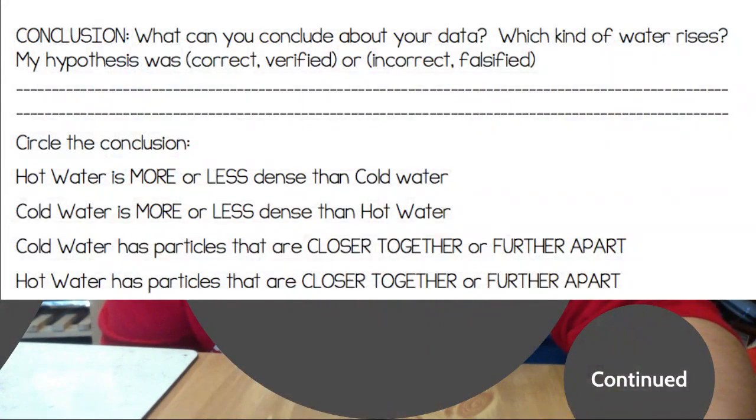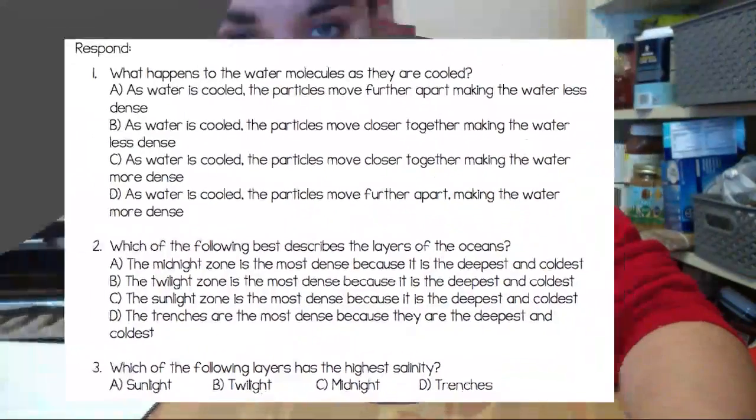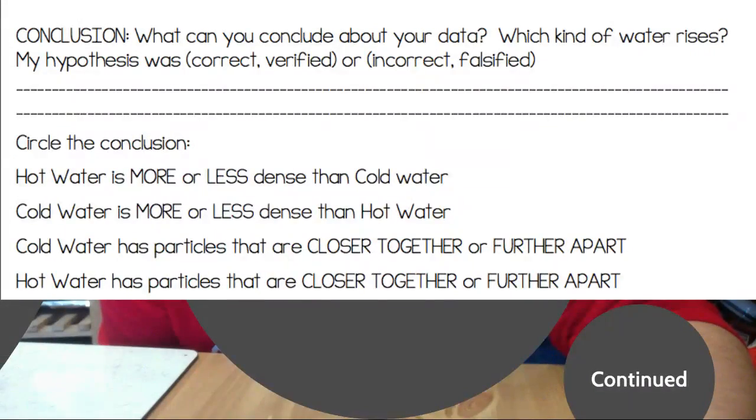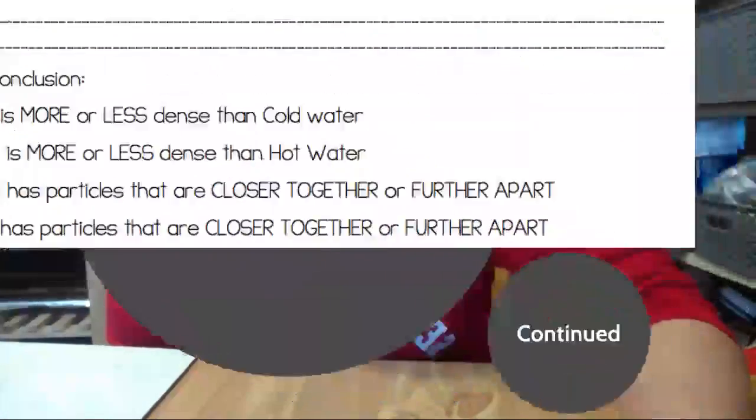So conclusion, what can you conclude about your data? What kind of water rises? So you need to tell me whether your hypothesis was verified or falsified and why. Circle the conclusion. Is hot water more dense or less dense than cold water? Cold water is more or less dense than hot water. Cold water has particles that are close together or further apart. Hot water has particles that are closer together or further apart. And so this one would be: the hot water is less dense, cold water is more dense, cold water has particles that are closer together, hot water has particles that are further apart.